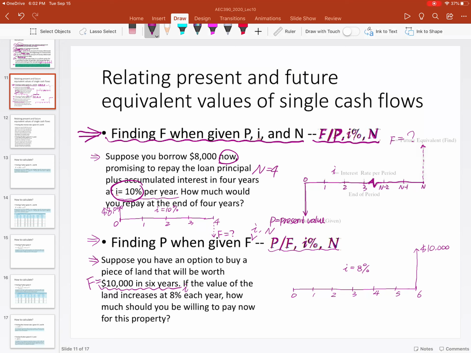10,000. And now you want to know what is the present value of it. And you want to just pay the present value. Okay? Or you want to pay less than the present value, which is a good deal. But maximum, you want to pay the equivalent present value. Okay? So the P is unknown, so it's a dashed line, dashed arrow. That's how you can draw the cash flow diagram for this scenario.